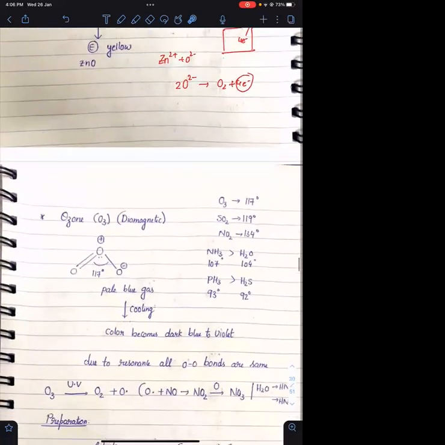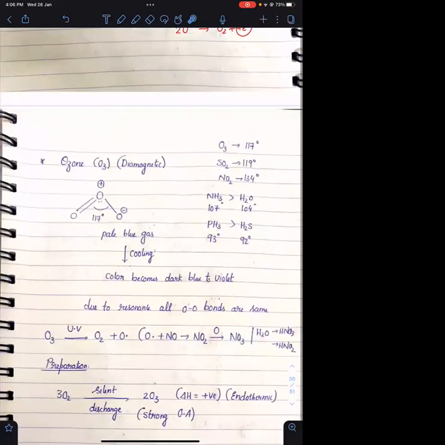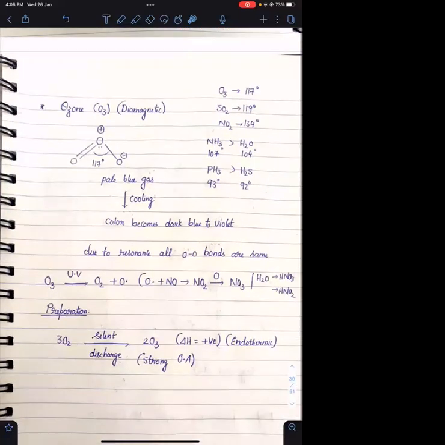Okay. Let's go to next, O3. O3 is diamagnetic. O2 is colorless, but O3 has some color. It has pale blue color. But whenever you are cooling it, the color intensifies, it becomes dark blue to violet. Remember the color also, they will be asking the color in the questions. Which of the following statements about O3 is wrong? And they will say O3 has pale blue color, or O3 is colorless. The colorless statement is wrong. Is it clear? Okay.